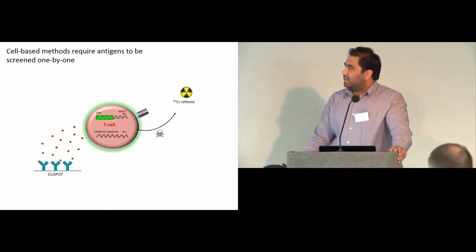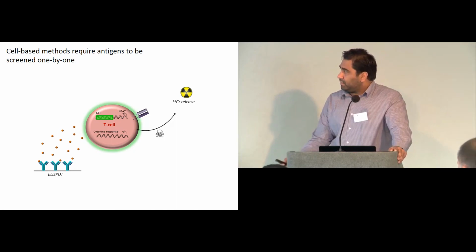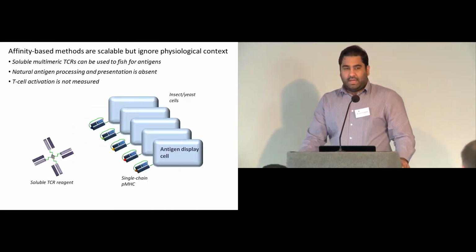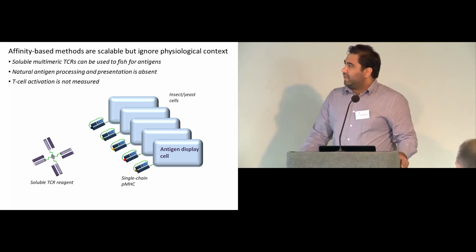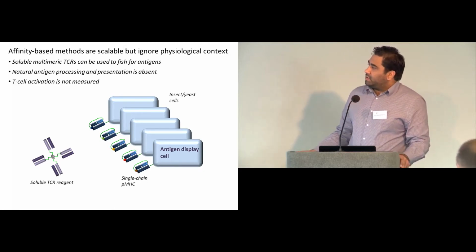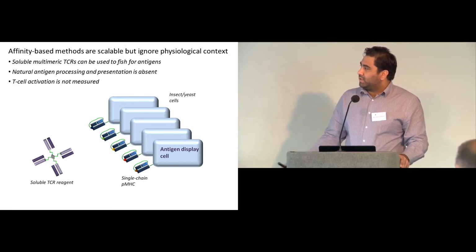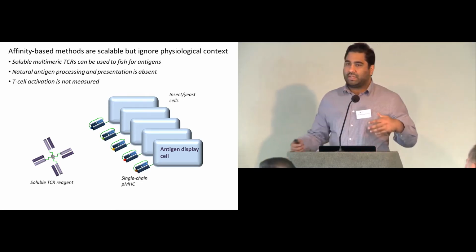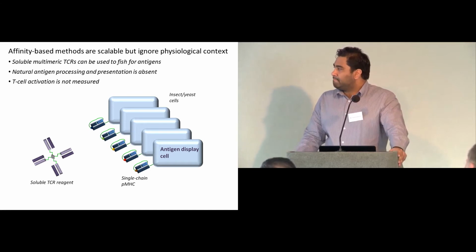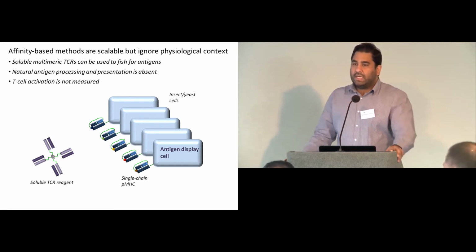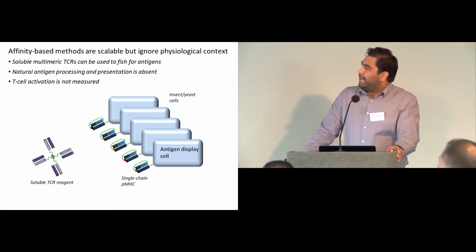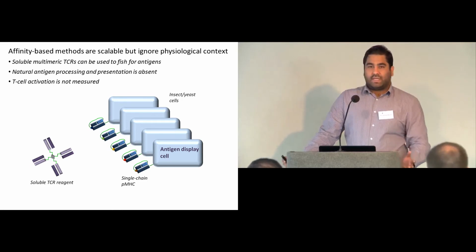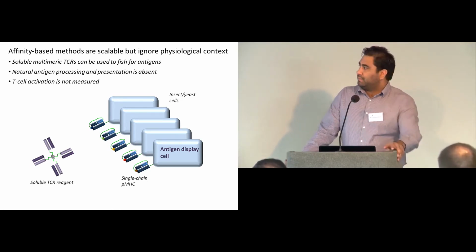As an alternative, affinity-based methods have been developed where you can take single-chain peptide MHC constructs, build libraries of those, and deliver them into antigen display cells, which are generally yeast or insect display cells, and then fish for relevant antigen using soluble TCR reagents that are composed of your TCR clonotype of interest. While these methods are scalable to high throughput, the drawback here is that they ignore physiological context.